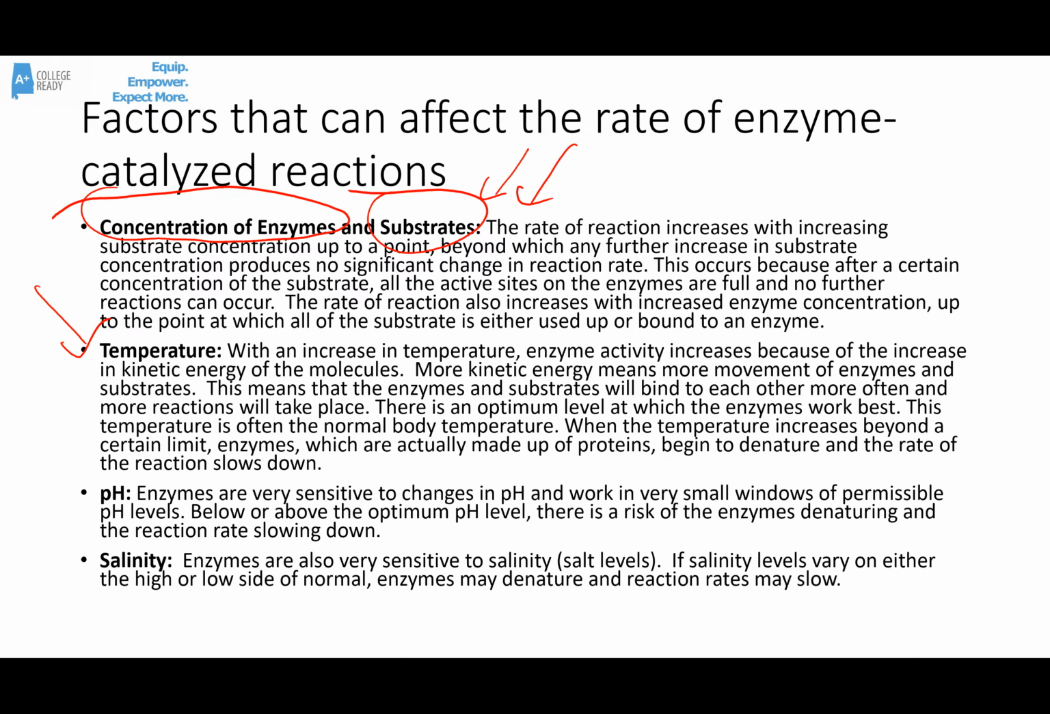Higher temperature typically means faster rate. Now that's up to the point where the enzymes start to denature. If you go past that optimal temperature, the enzymes will start to change shape and won't work. pH. So if the pH is moved away from the optimal pH, either up or down, the rate of the reaction will slow. Also salinity or saltiness. If the salt levels are changed, either too high or too low, the rate of the enzyme catalyzed reactions will slow as well.